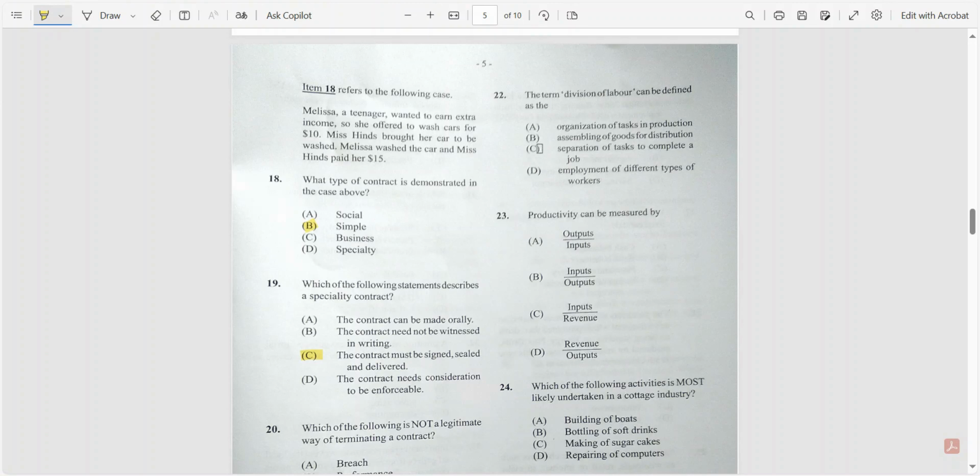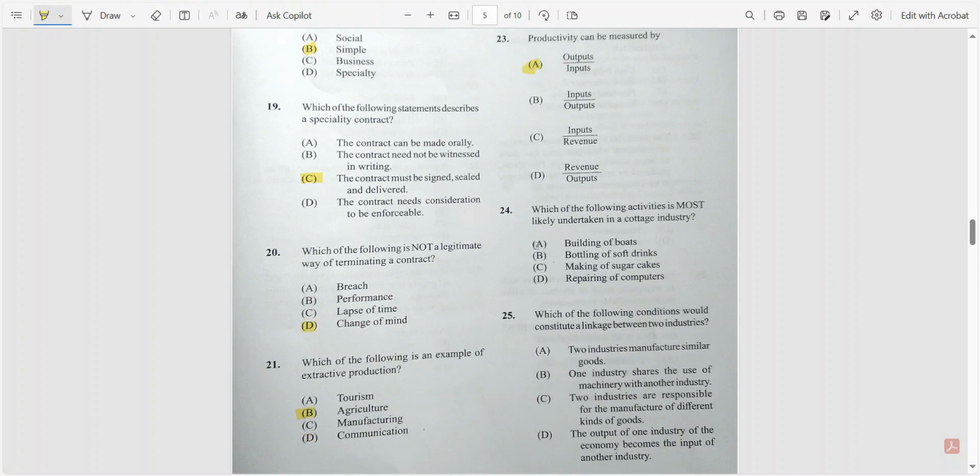You're separating the jobs. Productivity can be described as outputs divided by inputs, inputs divided by outputs, inputs divided by revenue, or revenue divided by outputs. The answer is A. Which of the following activities is most likely undertaken in a cottage industry?